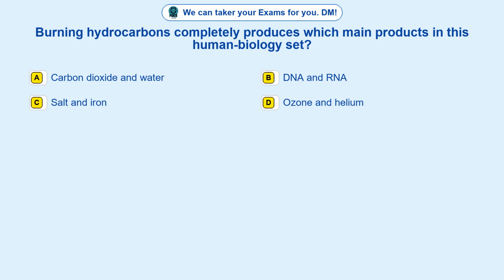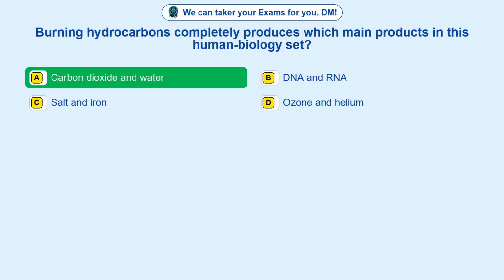Question 55. Burning hydrocarbons completely produces which main products in this human biology set? Option A, carbon dioxide and water. Option B, DNA and RNA. Option C, salt and iron. Option D, ozone and helium.